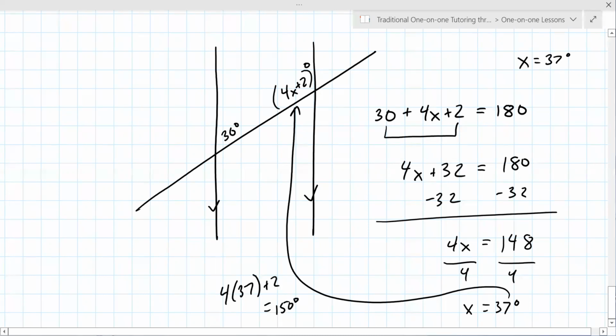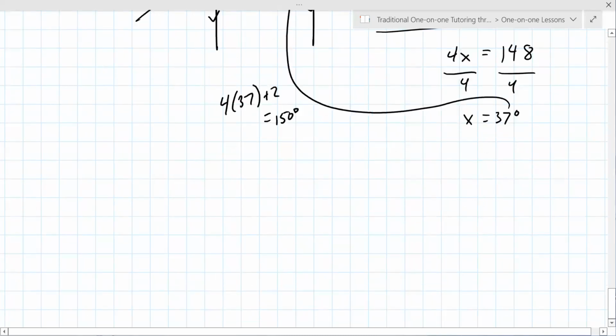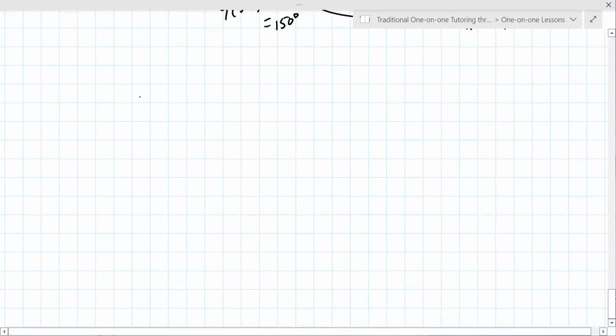Very good. Okay. Let's look at vertical angles now.